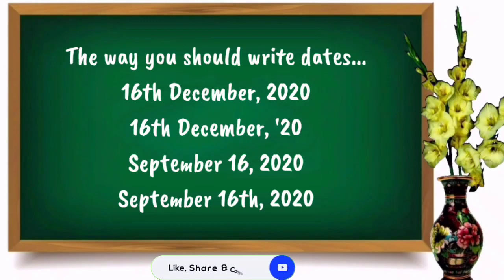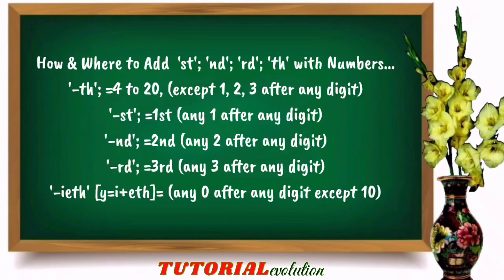Another, September 16, 2020 or September 16th, 2020. Okay? Now let's learn how and where to add the suffix st, nd, rd, th with ordinal numbers.